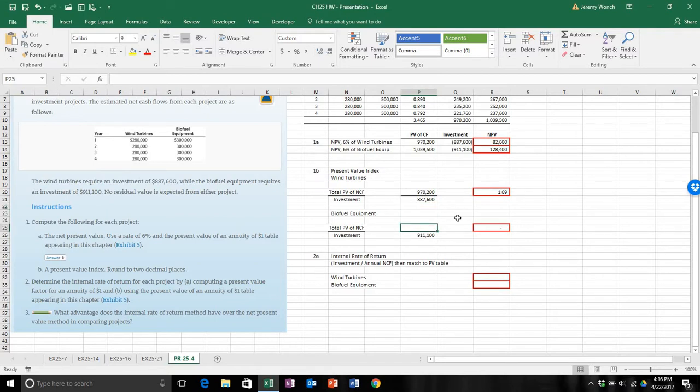And for the biofuel, the present value of the net cash flows is the $1,039,000 divided by the investment of $911, which gives us a present value index of 1.14. So this is just another analysis. The better index you have, the better. So this is just another evaluation that says that the biofuel investment is better.